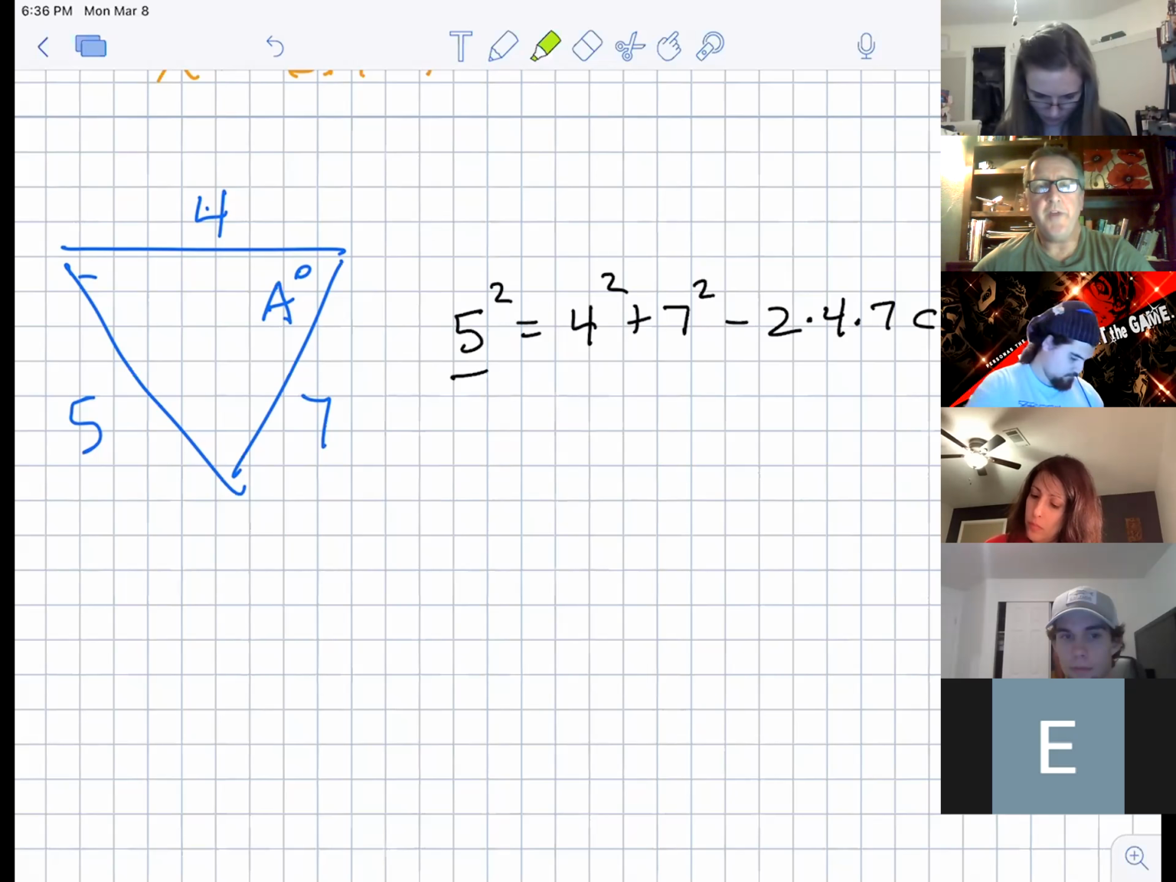This is what I used for that arbor today, by the way, because I knew the side lengths, but I just didn't know what angles to cut. I needed to know what angles so I could move the chop saw and cut them.